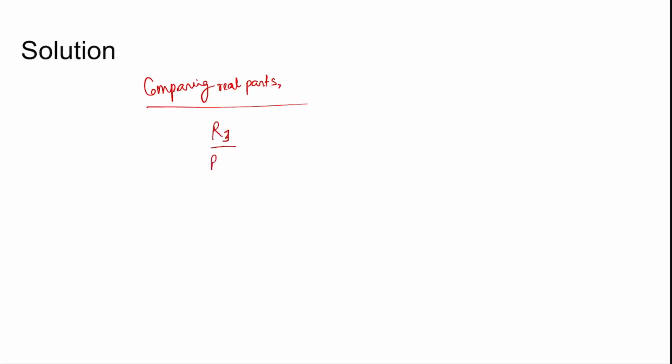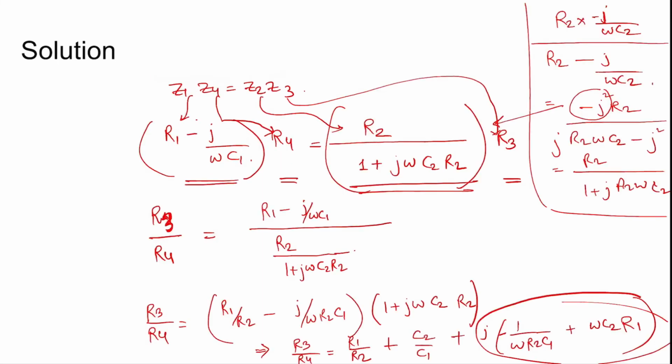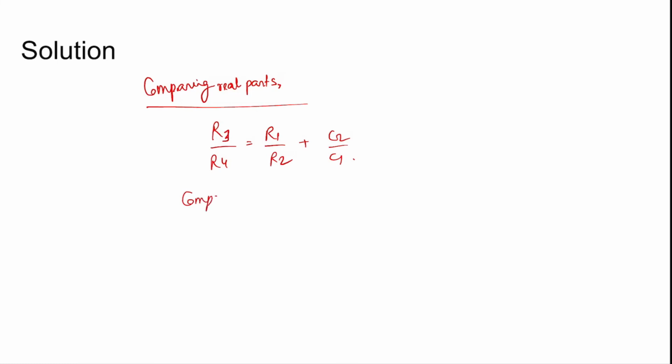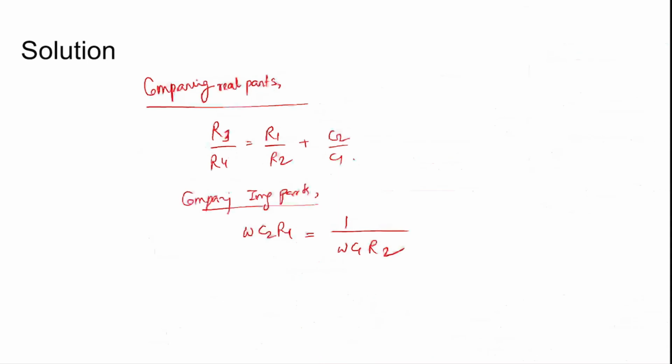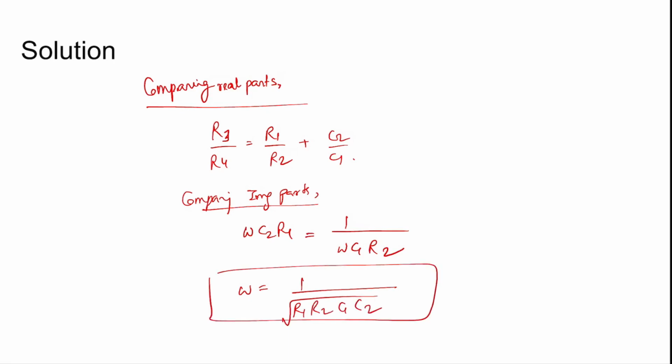Comparing the real part, we have R3 by R4 equals R1 by R2 plus C2 by C1, and comparing the imaginary parts, we have omega C2 R1 equals 1 by omega R2 C1. So omega equals 1 by the square root of R1 R2 C1 C2. So this is the condition.